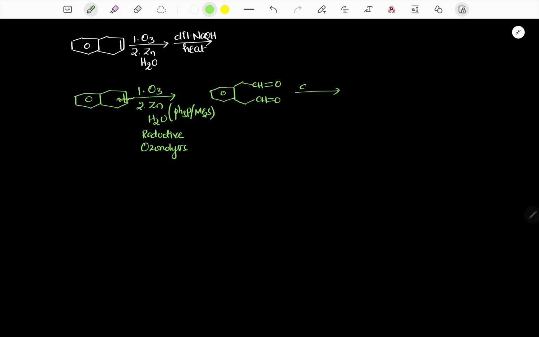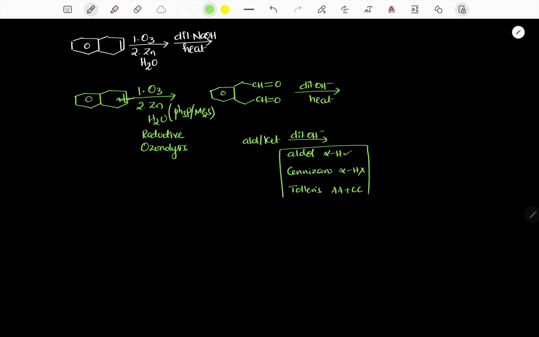It is treated with dilute OH minus, heat. So whenever aldehyde or ketone is treated with dilute OH minus, we consider first aldol condensation if alpha hydrogen is present. If alpha hydrogen is not present, next one is Cannizzaro reaction, then Tollens reaction, aldol addition plus crossed Cannizzaro. First we should look for these three reactions.